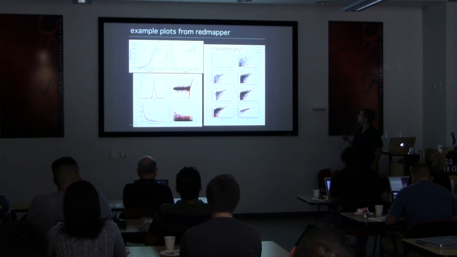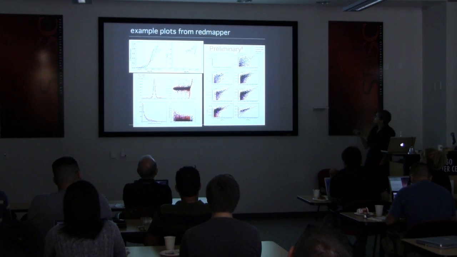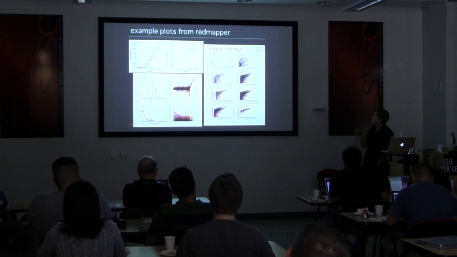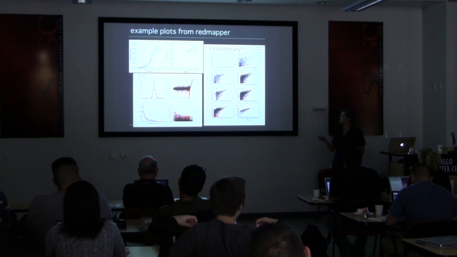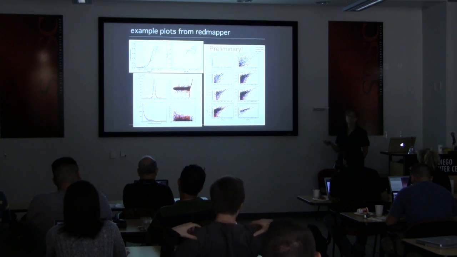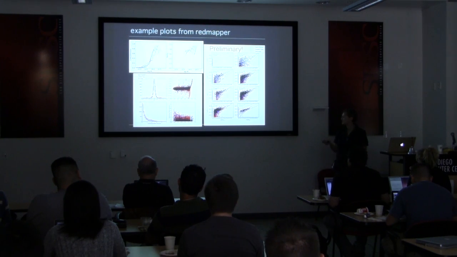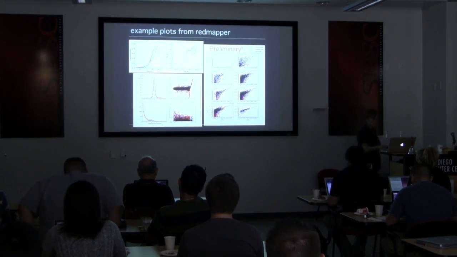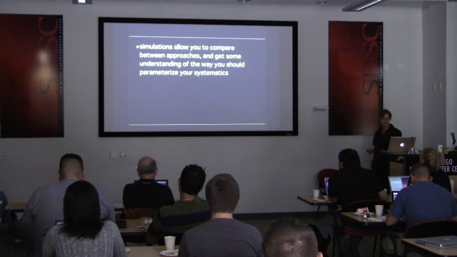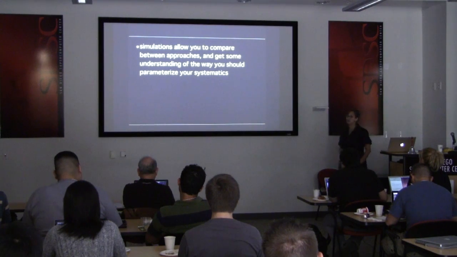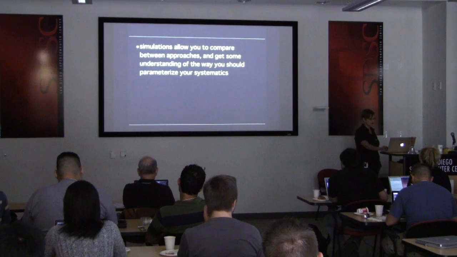And this is just an example of some of the things you can do. These results are actually a little bit old, so don't take the numbers seriously, but the point is you can plot the full probability distribution of M true given M obs, and you can evaluate. You can compare one cluster finder against another and look at their relative merits in the purity, completeness, the scatter between the mass estimators, the miscentering. And so they allow you to compare between some approaches and get some understanding of the way you should parameterize your systematics.